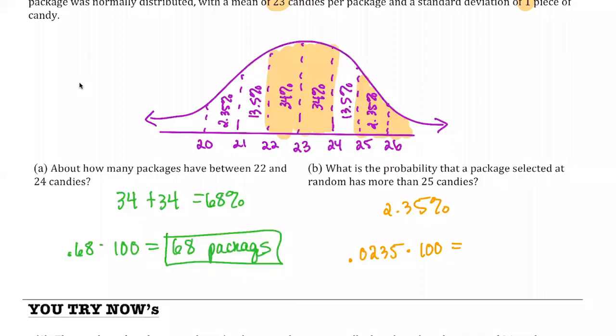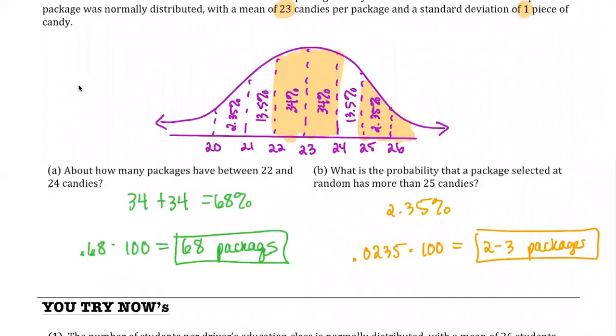Oops, sorry guys, I was looking at the wrong problem. Not 24. 0.0235 times 100 is definitely 2.35. So in this case, since it is a decimal, we are just going to round it. It's about 2 to 3 packages. Not exact, because we don't know exactly how many packages had that many, but based on just the average of this, it's about 2 to 3 packages. Okay, so that is your introduction to the normal curve. You can now go ahead and start the homework for today.